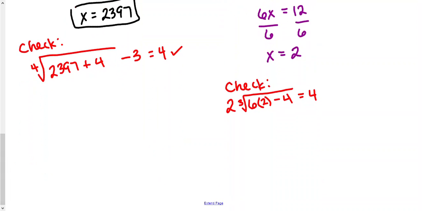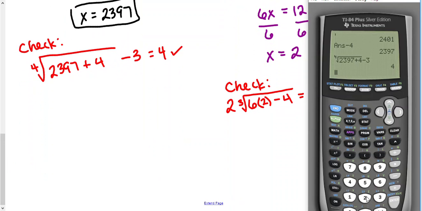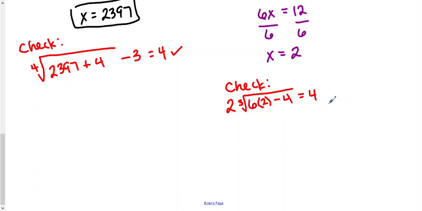So I'm going to go to my calculator. I'm going to do 2, and then to find the cube root sign, we go math. That's option 4. So then we have 6 parentheses 2 minus 4. Enter. It equals 4. So I'm good, which means x does equal 2.